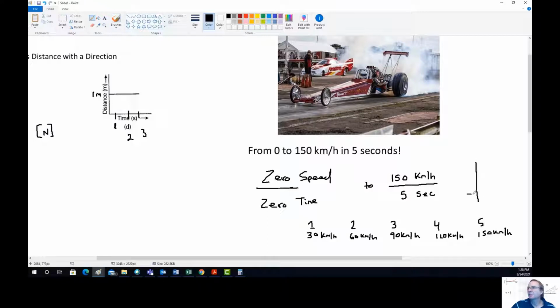A graph of this would not be a nice straight line. It would swoop up, it would kind of curve up. Obviously, it doesn't curve up to infinite speed. But that's your basic idea.